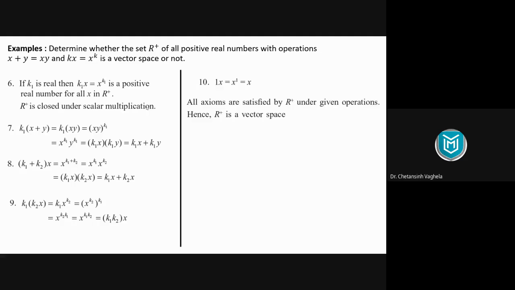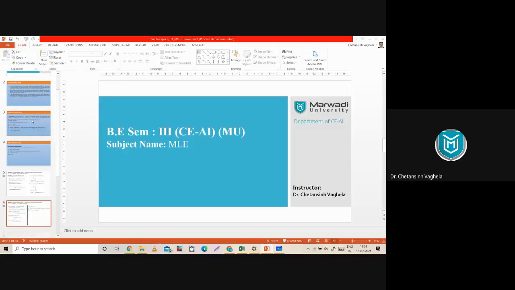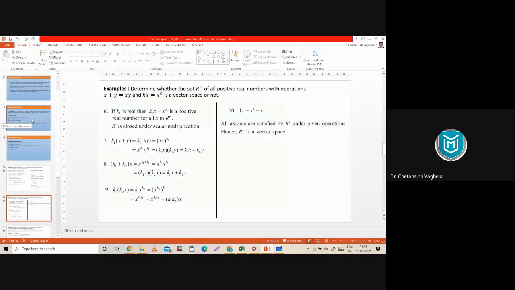I think the time is about to finish. In the next session, we'll take one more example of vector space, and then we'll discuss the next topic, subspace. Before we wind up this session, please tell me, are the 10 conditions of vector space clear to everyone after this example? Is the idea getting clear? Yes, sir. Thank you for the response.